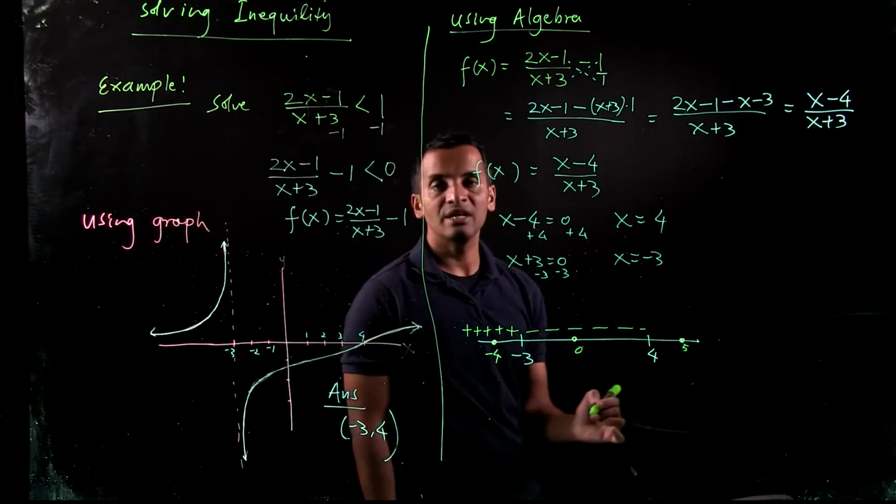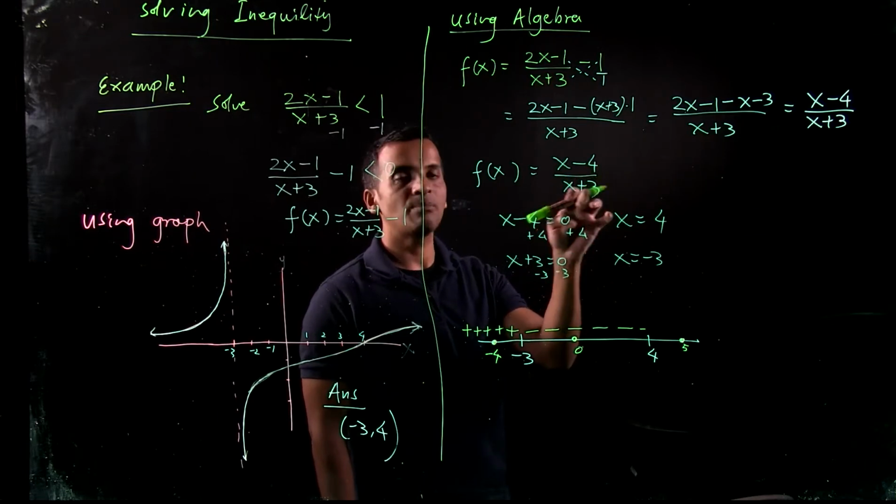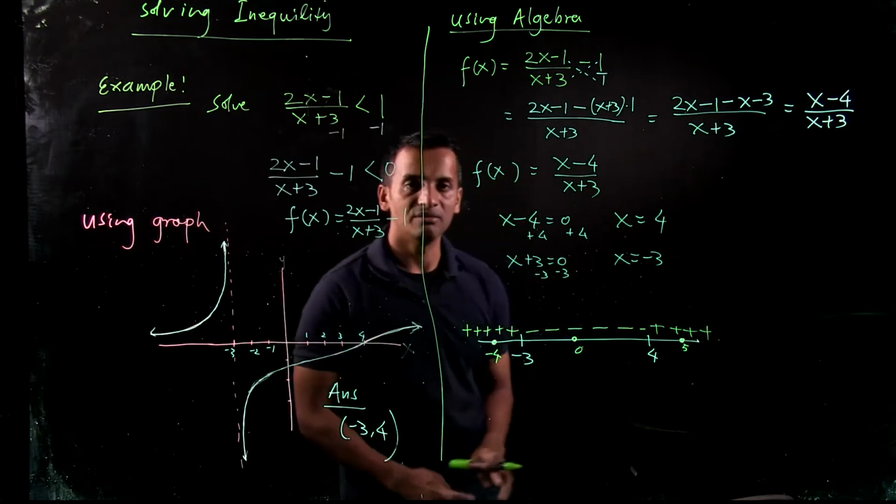And let's take a test point, say 5. What do you get? 5 minus 4 is +1. 5 plus 3 is +8. So this is positive, right? So this piece will be positive.